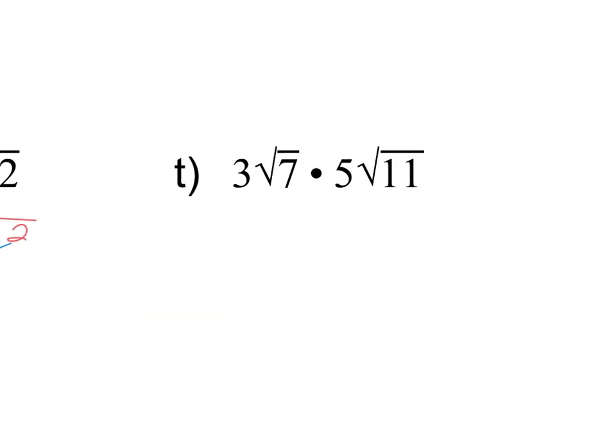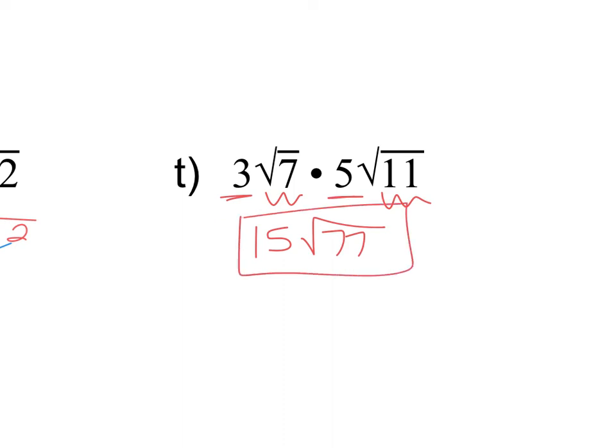Okay, this one, square root of 7, square root of 11. Can I simplify it? No, those are both prime numbers. So let's just multiply it. You could multiply 3 times 5. That gives you 15. And then we can multiply the square roots. So 7 times 11 would give you the square root of 77. Can we simplify it now? No, because 77 is only divisible by 7 and 11, I believe. Right? Yes. Okay, so that is your answer.